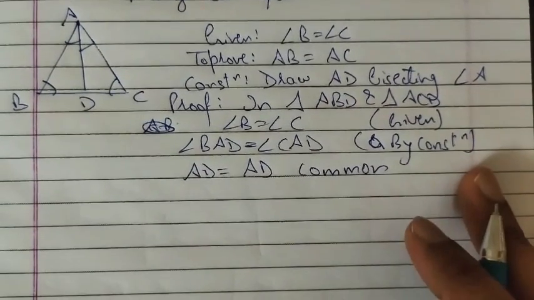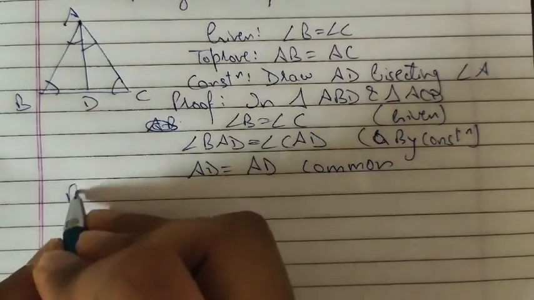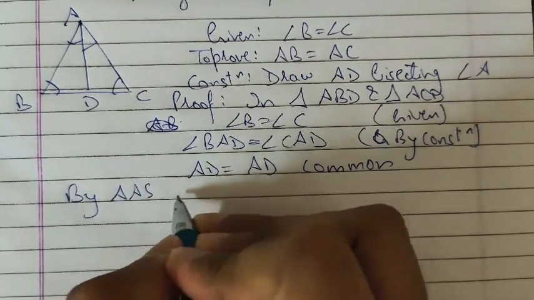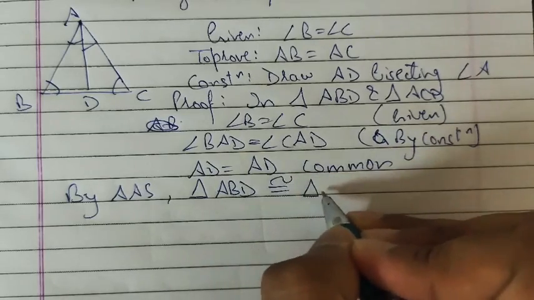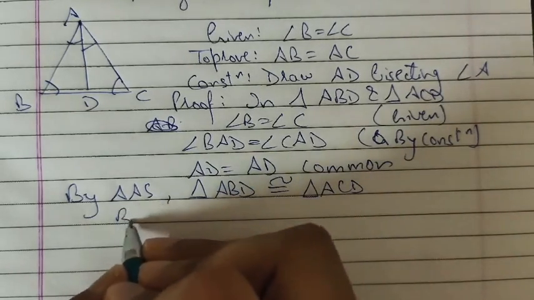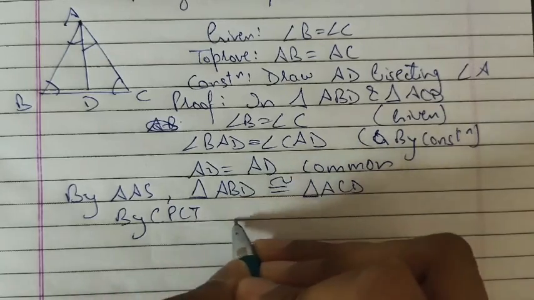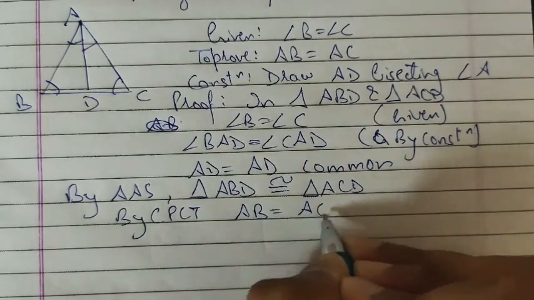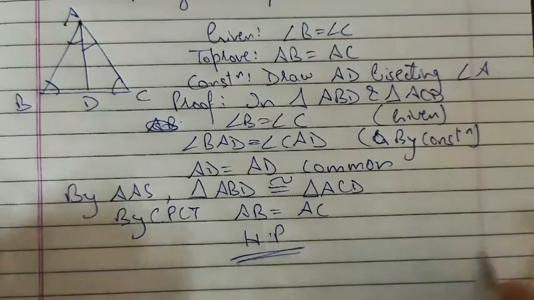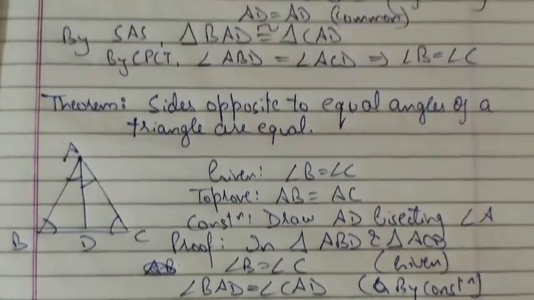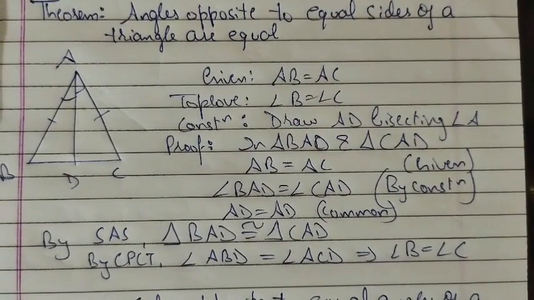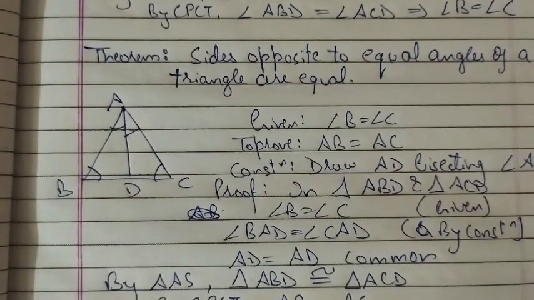So by angle angle side, triangle ABD is congruent to triangle ACD. So by CPCT, AB is equal to AC, hence proved. So two theorems we did so far for exercise 7.2, this one and that one. So if opposite angles are equal, then opposite sides will also be equal. If opposite sides are equal, then opposite angles will also be equal.